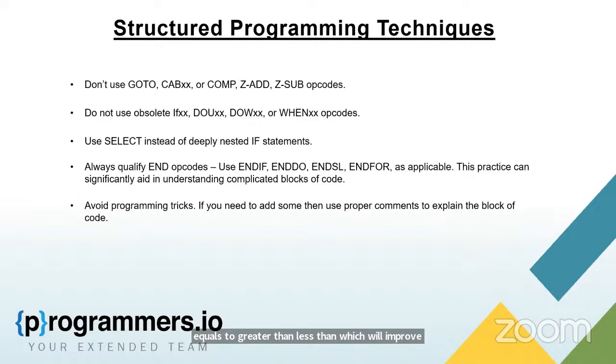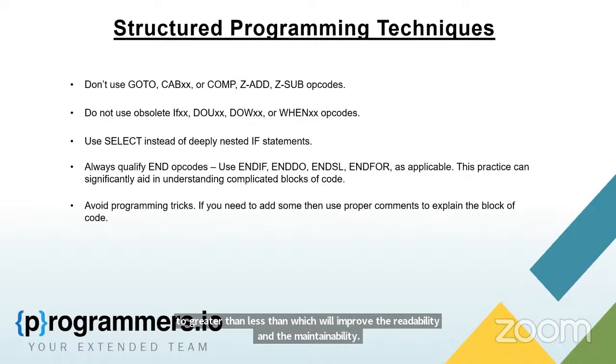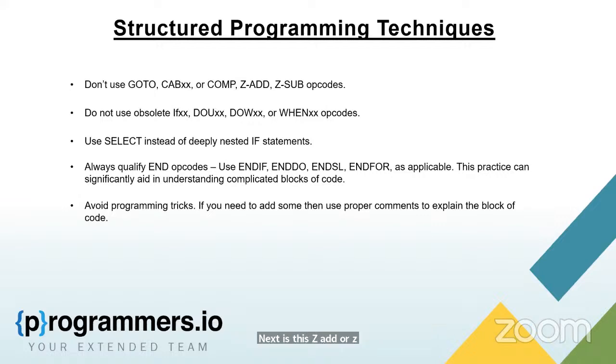Next is Z-ADD or Z-SUB. These opcodes are used to add 0 to a variable or subtract 0 from a variable, which effectively initializes or resets it. While it serves a purpose, its use is often considered outdated because it can obscure the intent of the code. It does not clearly convey what the programmer intends to achieve.